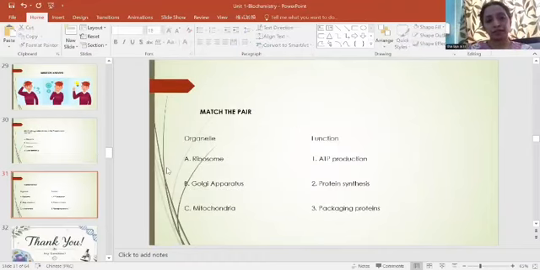Next one is match the pair. Here are different organelles and different functions of your cell components. Ribosomes, Golgi apparatus, mitochondria, and their functions are ATP production, protein synthesis, and packaging of proteins. So which one can you answer first? Yes, correct. For mitochondria, you have ATP production. For ribosomes, you have protein synthesis. And for Golgi apparatus, the correct one is the packaging of proteins.